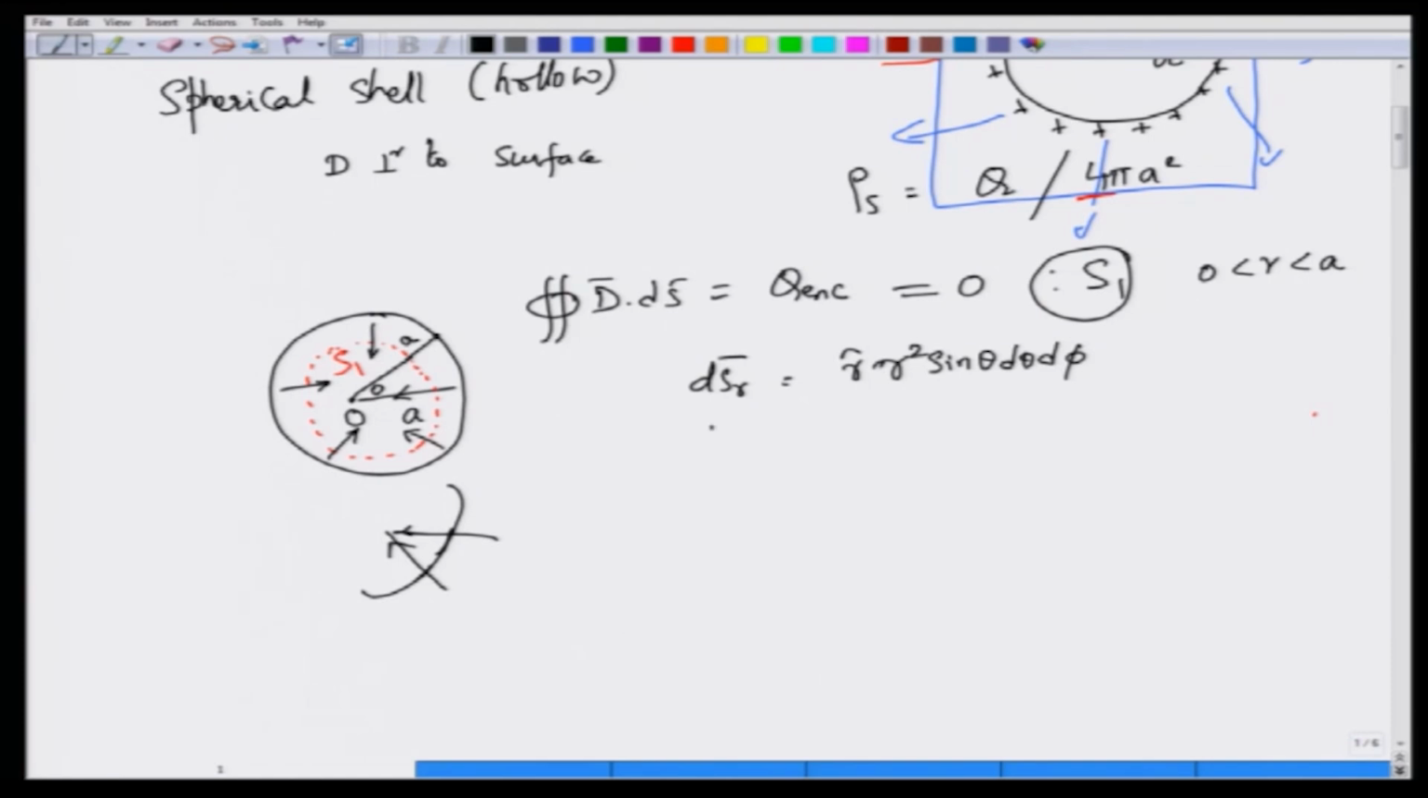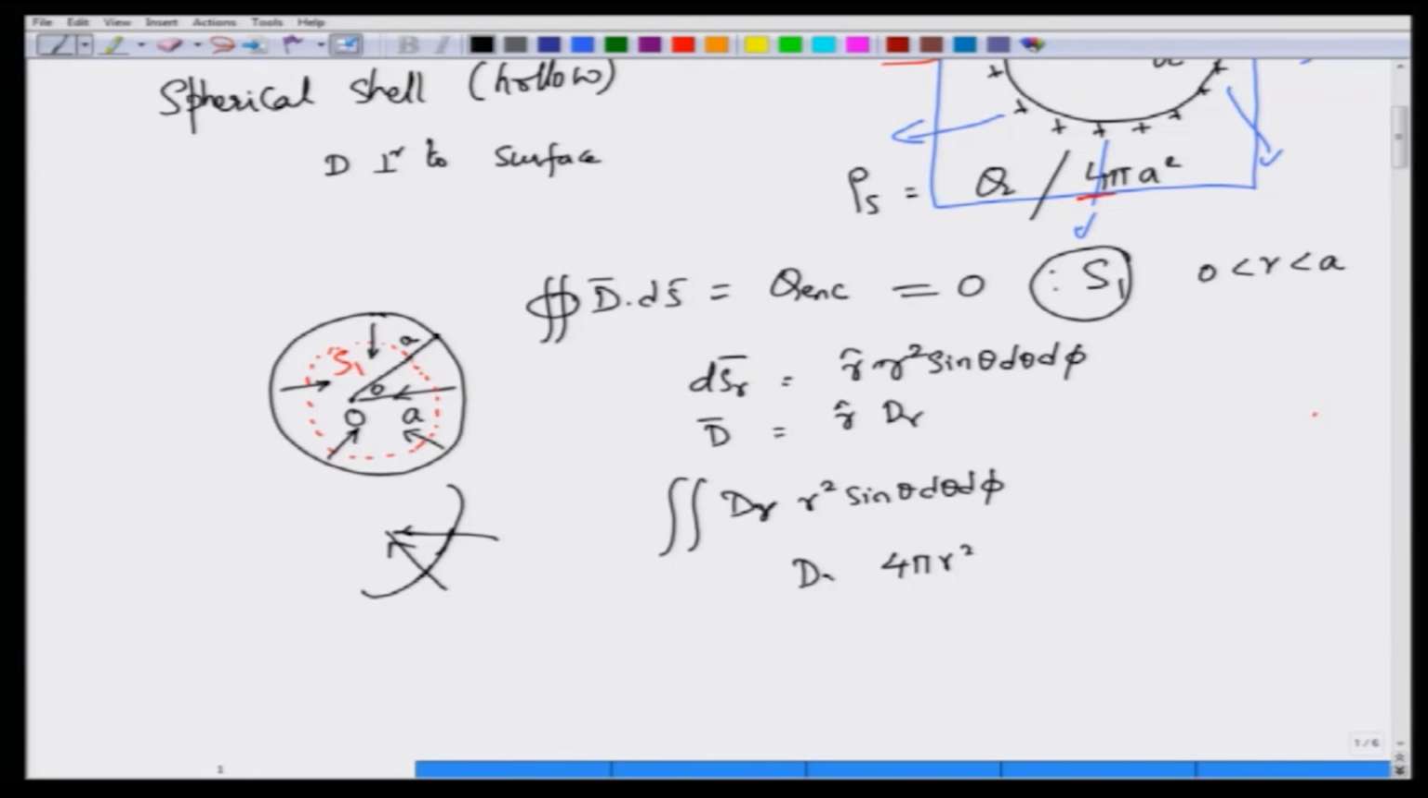Okay. And D has only the r component or the radial component. So, that becomes r hat D_r. So, if I consider the dot product between the two, I am going to get D_r and then r squared sin theta d theta d phi integrated over the sphere, right. Now, I also know that my D field does not depend on theta and phi because of the symmetry conditions. Okay. So, D_r will essentially be constant over the surface and can be moved out of the integral, and the remaining portion of the integral will simply give me the surface area 4 pi r squared.